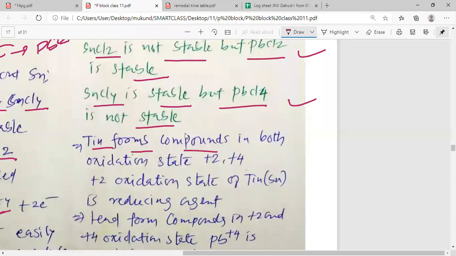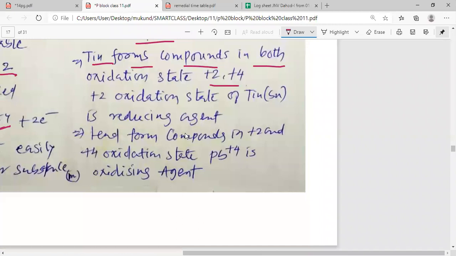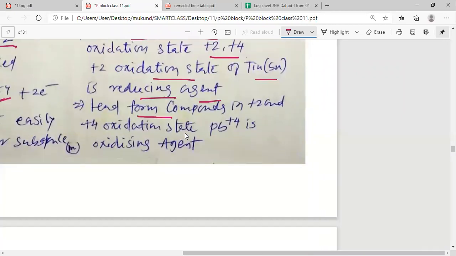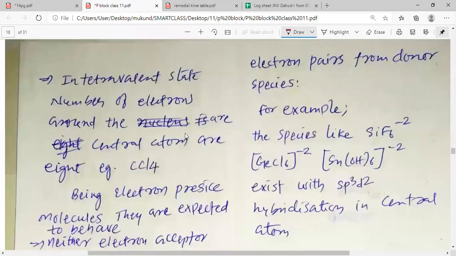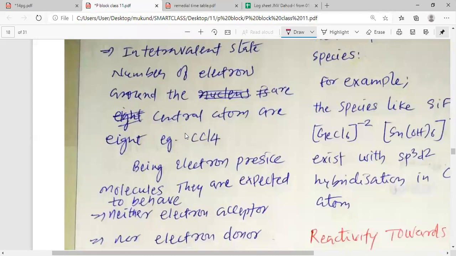Tin forms compounds in both oxidation states +2 and +4, my dear students. The +2 oxidation state of tin is a reducing agent. Lead forms compounds in +2 and +4 oxidation states, but Pb+4 is oxidizing in nature and Pb+2 is more stable than Pb+4. In the tetravalent state, my dear students, the number of electrons around the central atom is 8.